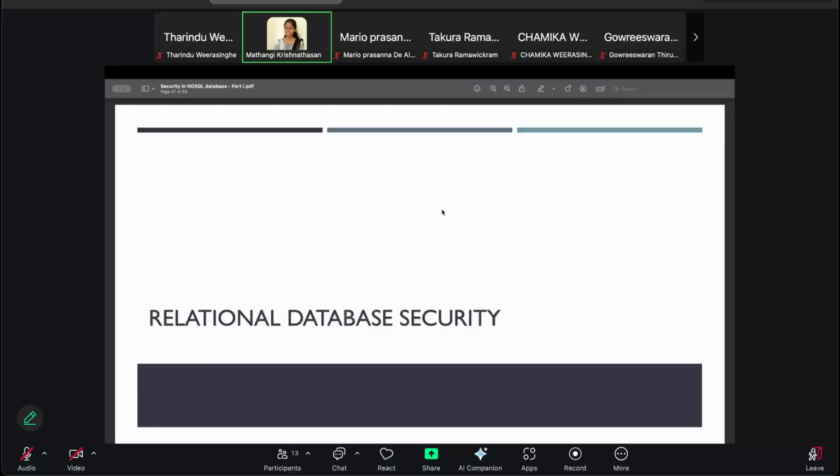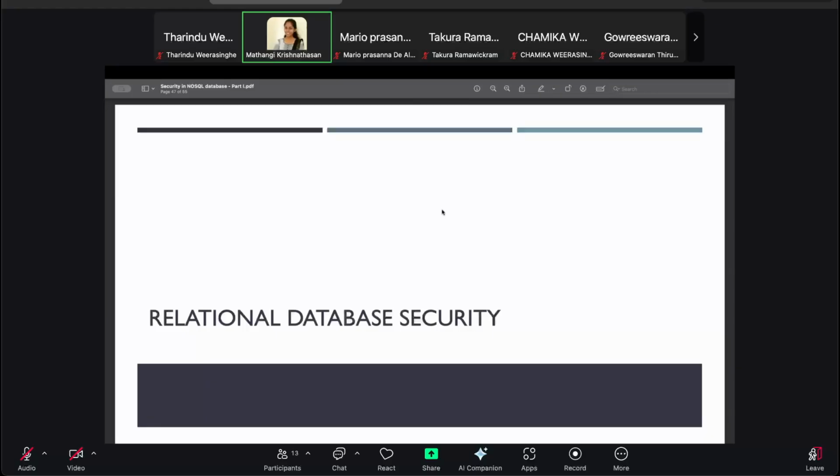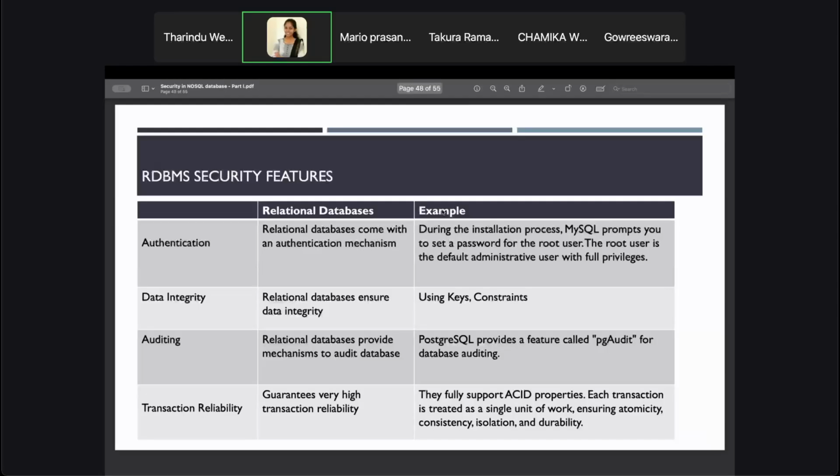So next is relational database security, right? We are going to study the security aspects of NoSQL databases. Before we move on to NoSQL, first let's recall what you have studied in relational database security. When it comes to relational database security, they have well-defined security mechanisms. They have a proper authentication mechanism, they have auditing tools, they have transaction reliability, they have better data integrity. All these things are inbuilt features of relational databases.